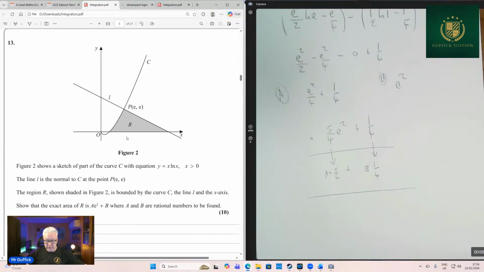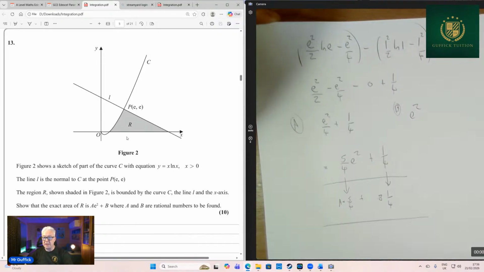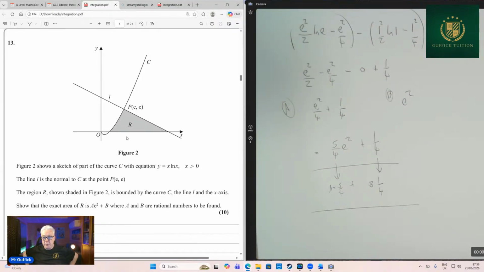Well, I hope that you all found that helpful. I just wanted to do that, just to give you a sort of overview of a bit of integration, because I know that that's one of those topics that students find really, really difficult.